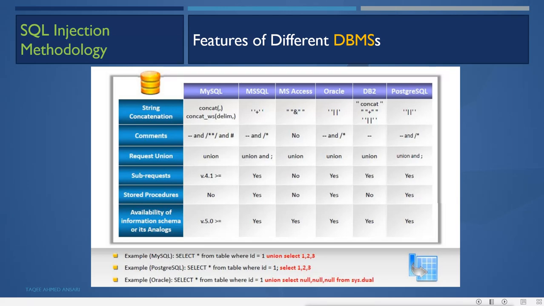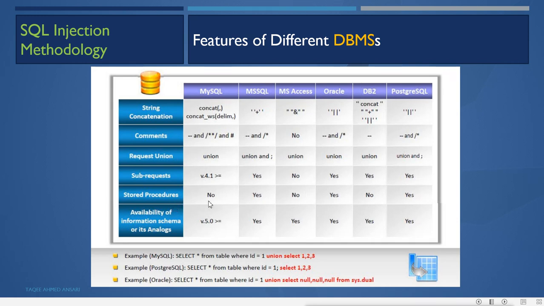And requests for union here. In MySQL you have union. In Microsoft SQL you have union and semicolon. In MS Access you have union, and in all others. And in PostgreSQL also you have union and semicolon. For subrequests, in MySQL it goes like version 4.1 or less than or equal to. And in others it has yes, no, or some of them have, some do not.